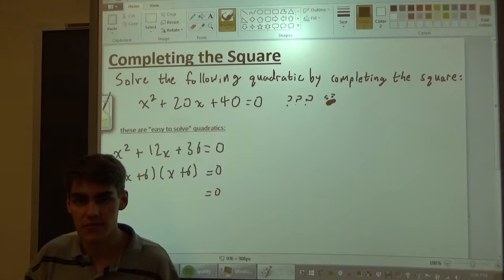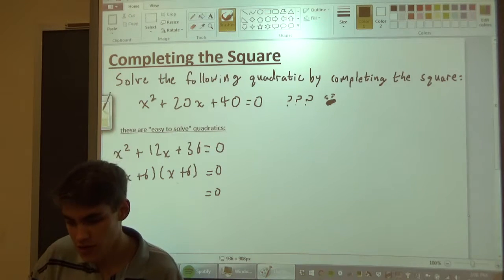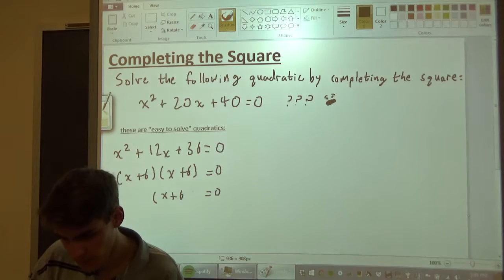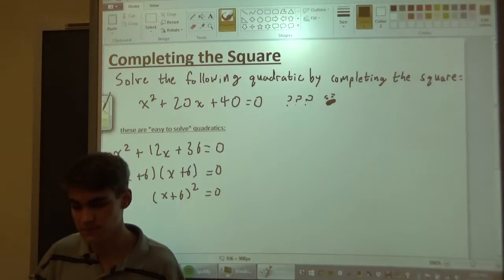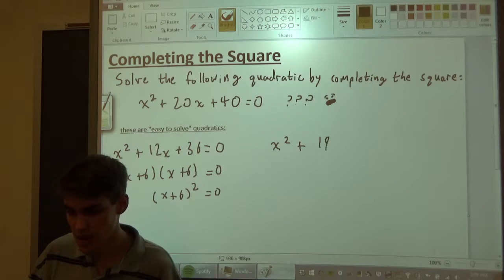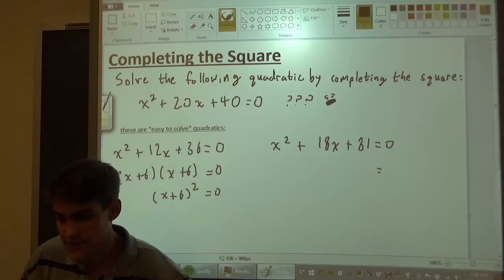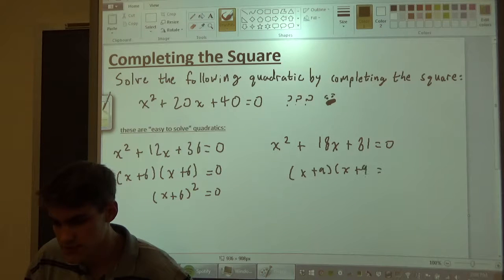And I want to add one more step. Those of you who already know what squaring binomials is, maybe you've seen that video, you can go ahead and write this to further simplify what you're trying to write. Another example, another easy to solve quadratic would be x squared plus 18x plus 81 is equal to 0. So what multiplies to give 81 and adds to give 18? 9 does, right? So you got two of these guys, and I'm going to go ahead and rewrite it as a square.